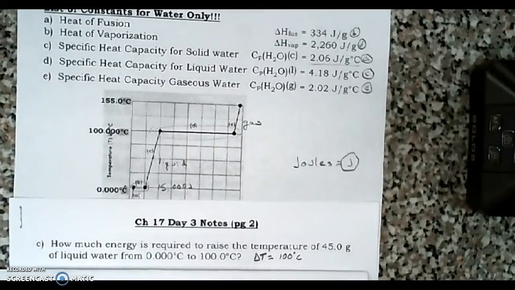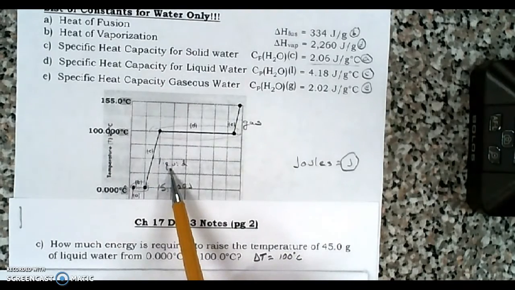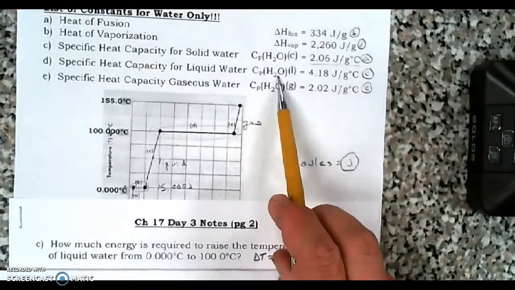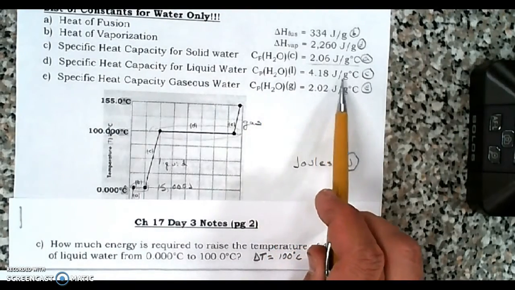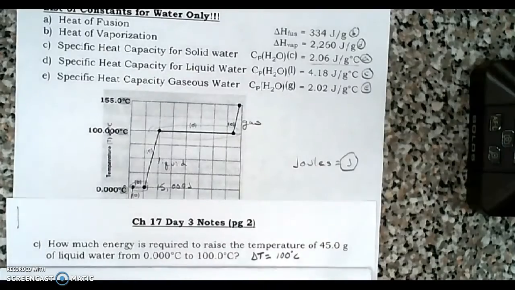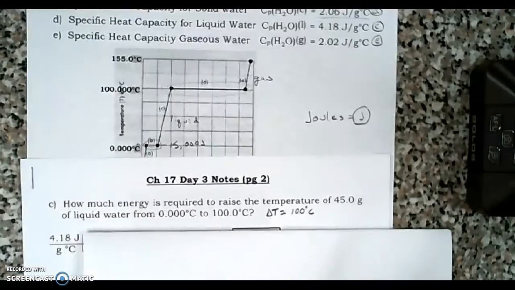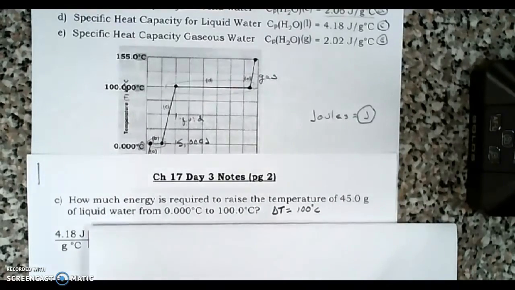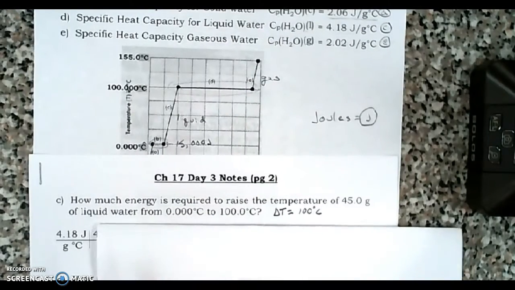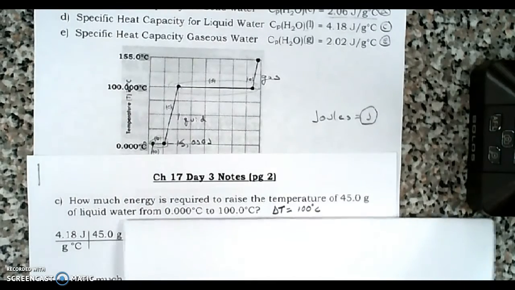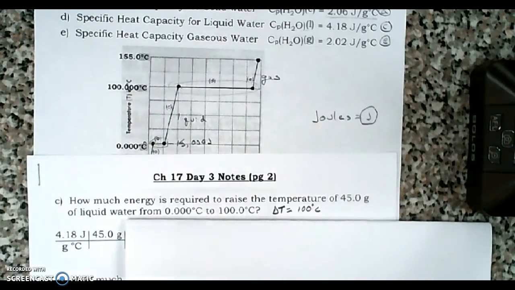So now that we know that, what do we start with? Well, now that I'm in the liquid phase, I need to choose the specific heat capacity for liquid, 4.18 joules per gram degree Celsius for part C. So I start with this here. 4.18 joules per gram degrees Celsius. All right, so just like we did last time, we have to find the mass. And we said the mass was 45 grams, same as it was before. It doesn't change, but the grams cancel out.